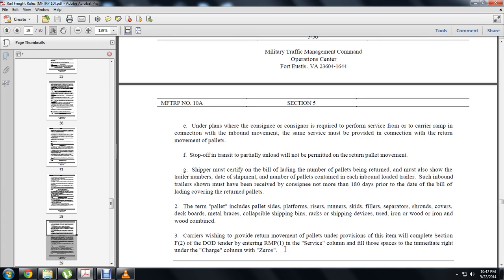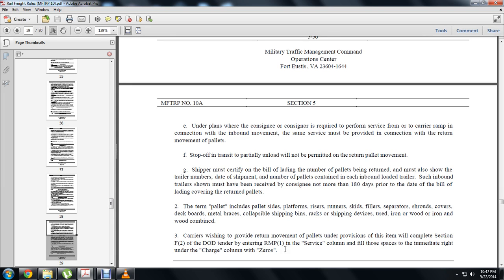Under the plans, the consignor is required to perform the services of the carrier ramp of the collection and the inbound of the same service must be provided in the connection of the return of the movement of the pallet. Stop off and transit partially unloaded will not be permitted. The return of the pallet movement of the shipment must be certified in the bill of lading.